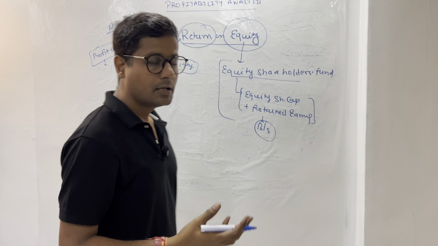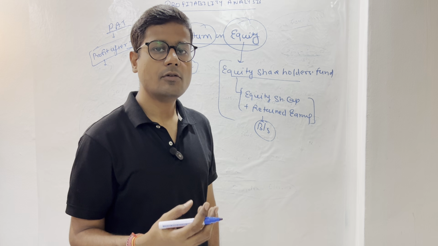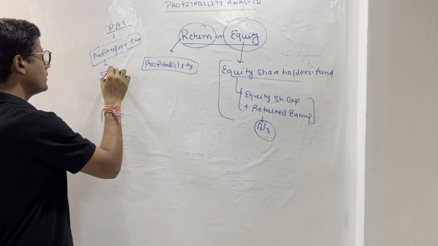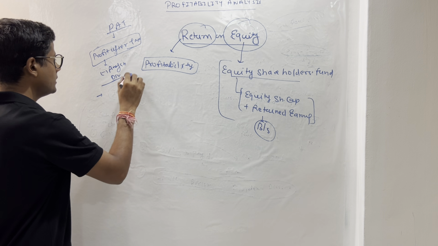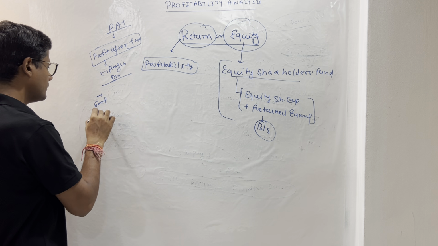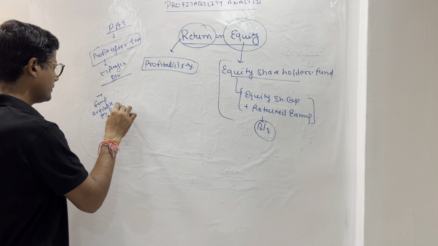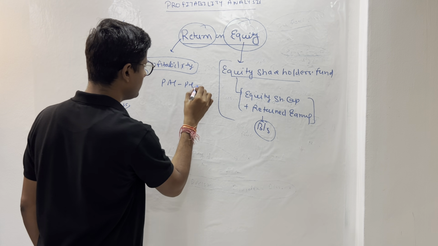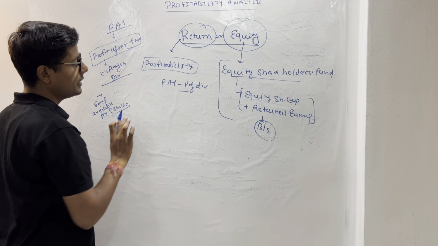But in some cases, the company has preference shares, so it needs to pay the preference share dividend. From the PAT, once we deduct the preference share dividend, what is available is available for equity shareholders. That is called earnings available for equity shareholders. So the formula basically is PAT minus preference dividend, in order to get the profitability.